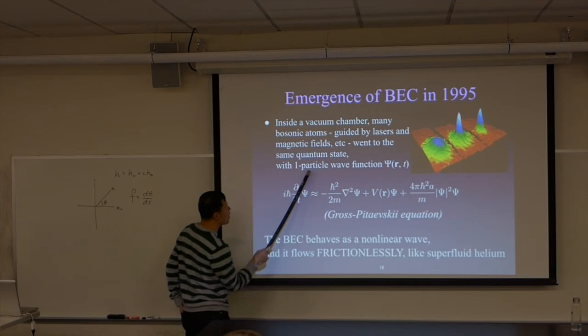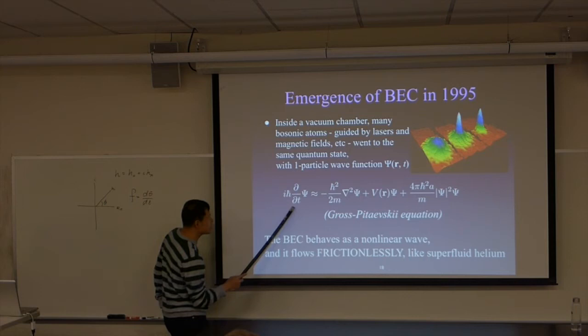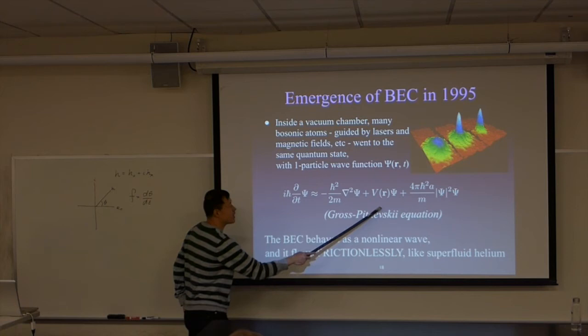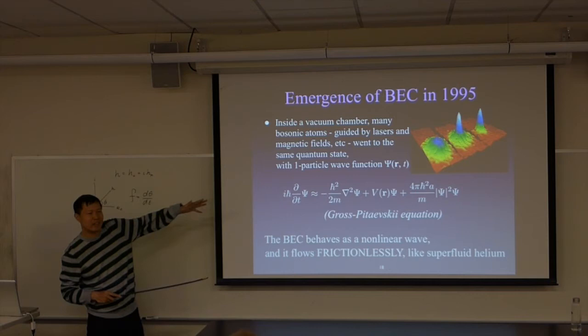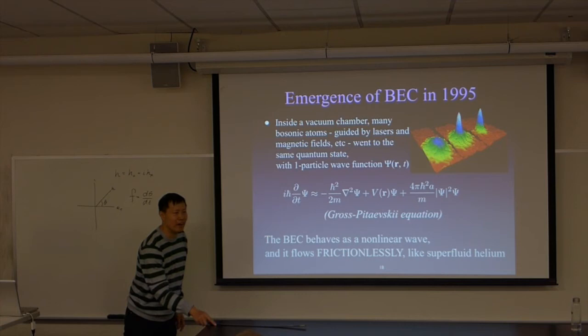And this one particle wave function is approximately described by this nonlinear Schrödinger equation, where this V is the potential due to the laser beam and gravity. This extra term is due to the interaction. So it's a nonlinear wave. And this nonlinear wave, you solve this equation, you can show that it flows frictionlessly, just like superfluid helium. So it's a superfluid, it has remarkable properties.